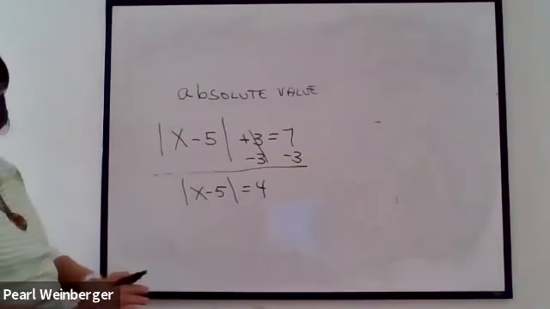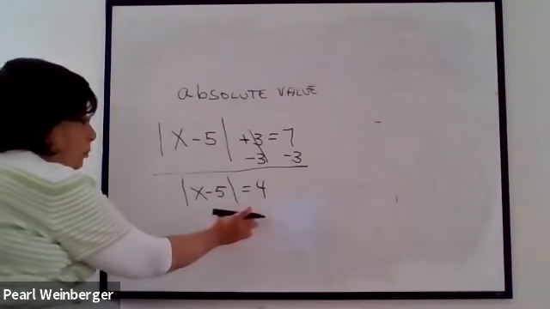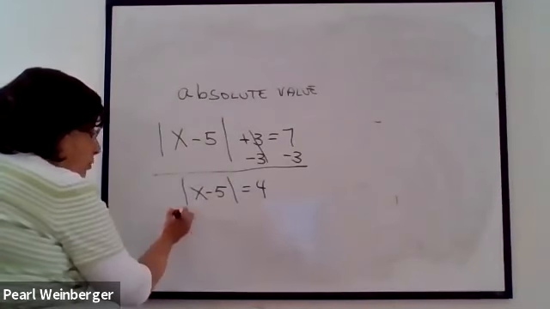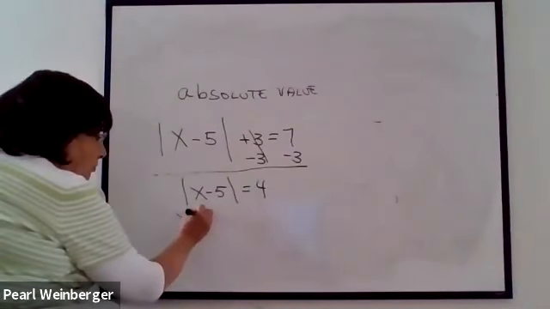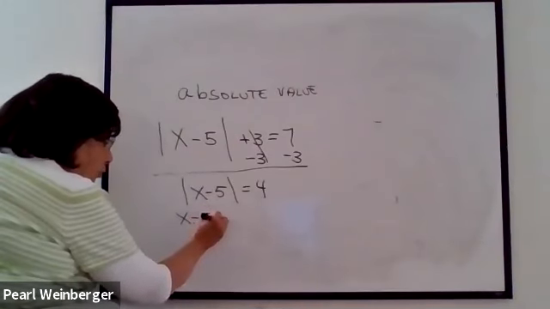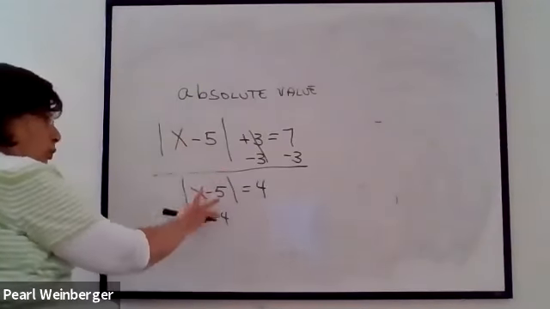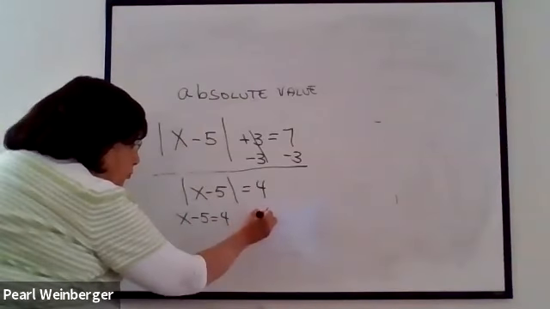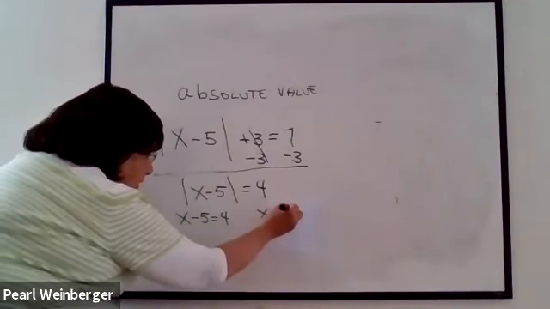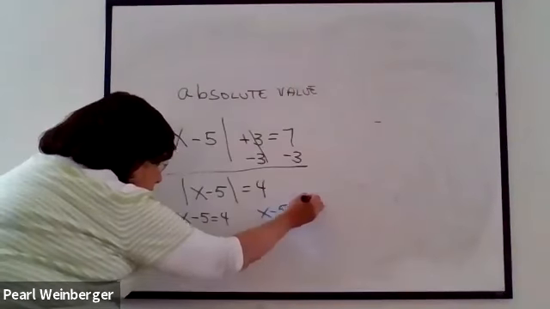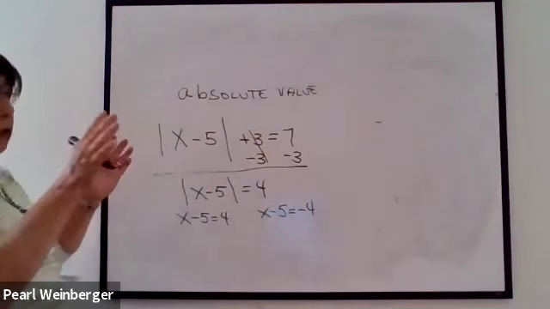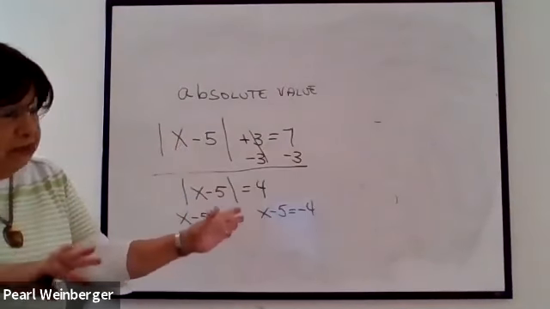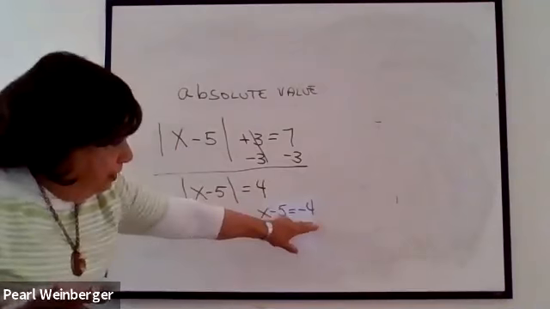In that case, I go further by separating this into 2 equations. One equation is simply x minus 5 equaling 4. In other words, I just drop the absolute value. And the other equation I get by doing x minus 5 equaling -4. Just like we did before, remember when we have the absolute value of x equaling a number, it could be either the positive number or the negative number.